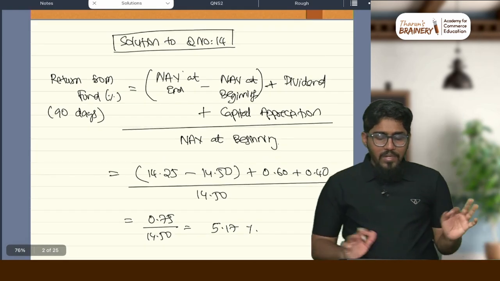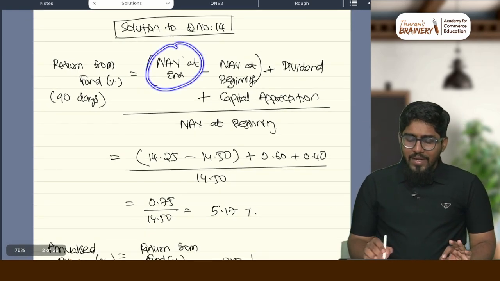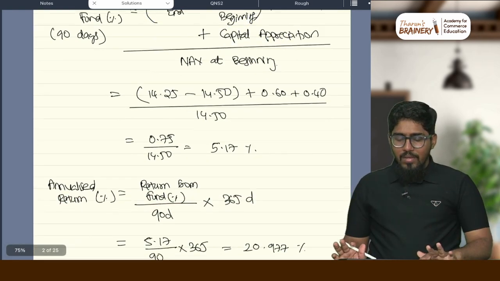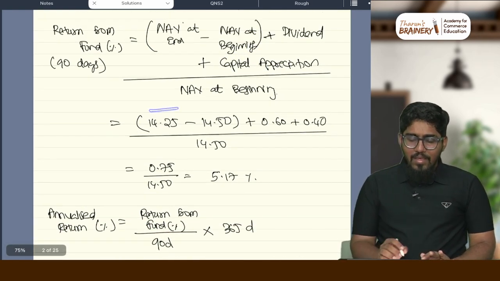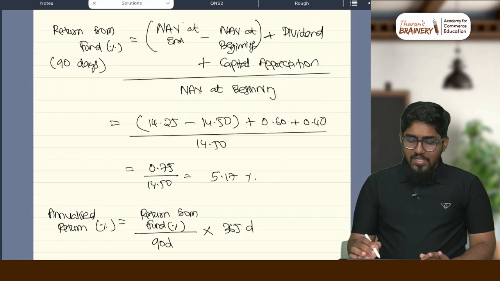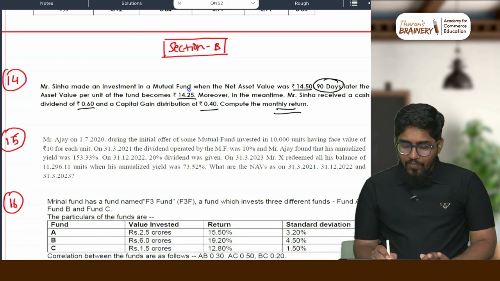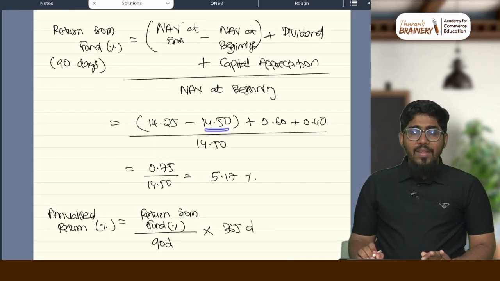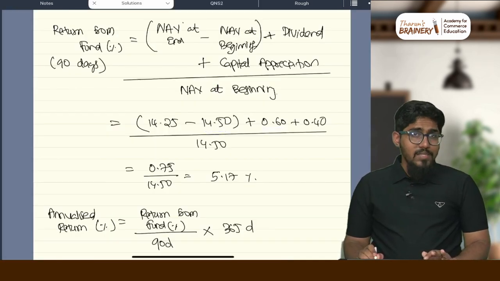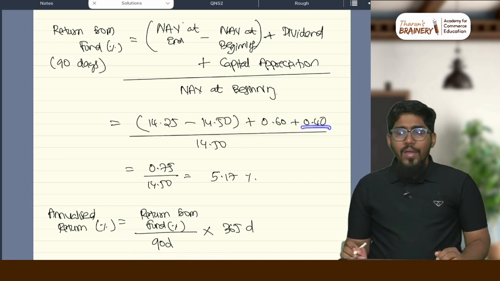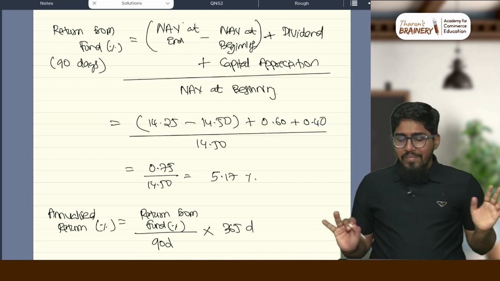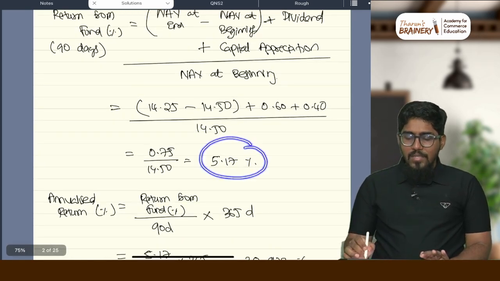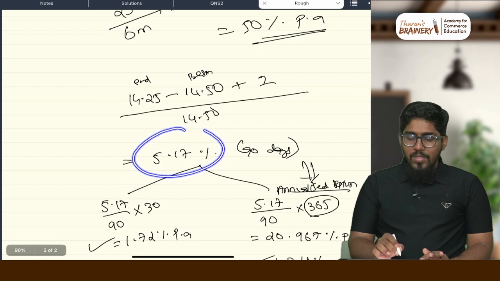Sir, first one, return from the fund. NAV at the end minus NAV at the beginning plus dividend plus capital appreciation divided by NAV at the beginning. Sir, 14.25 is the NAV at the end minus 14.5 NAV at the beginning plus 0.6, it is nothing but the dividend that I received, 0.4 is the capital gain that I received, divided by 14.5. Sir, how much am I getting? I'm getting 5.17 percentage.